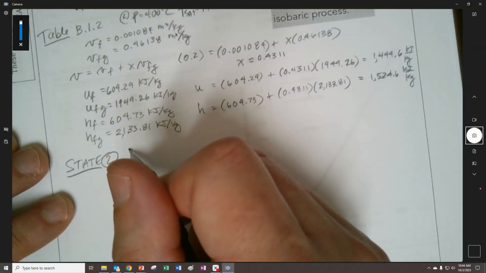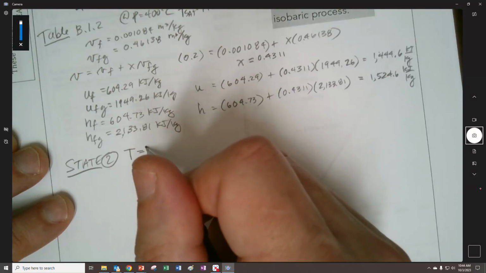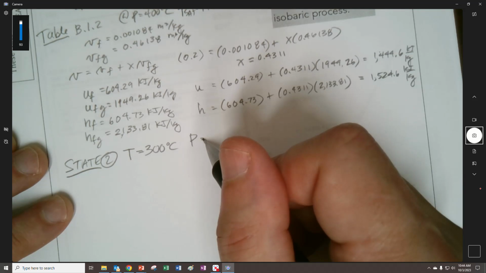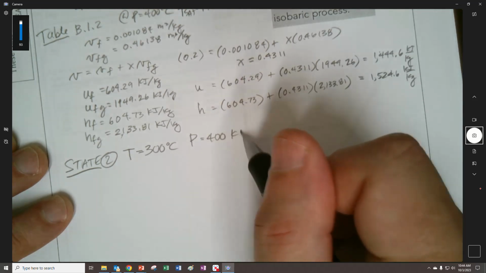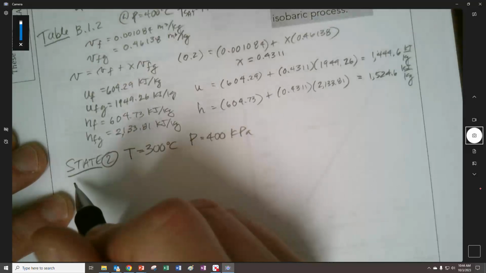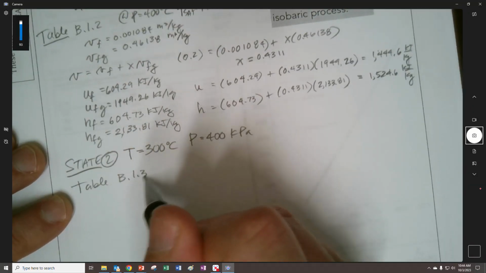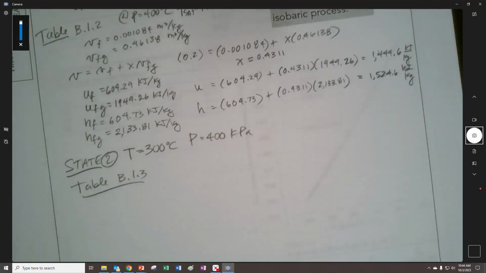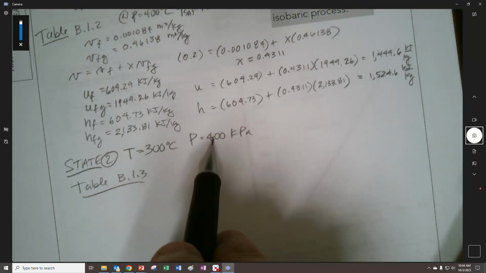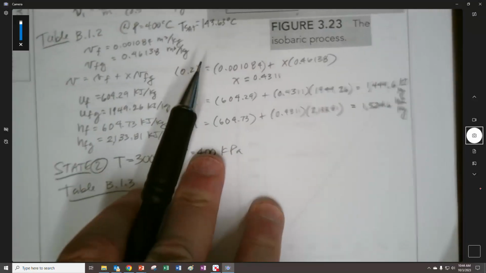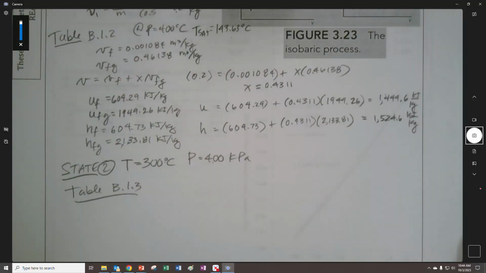So it's going to be the temperature at state 2. They said it was 300 degrees Celsius, and P remained at 400 kilopascals. So this one I can just look up in table B.1.3. Well, I probably should look, but I already know, because at this pressure, the saturation temperature is here. So if the temperature is larger, it must be superheated.